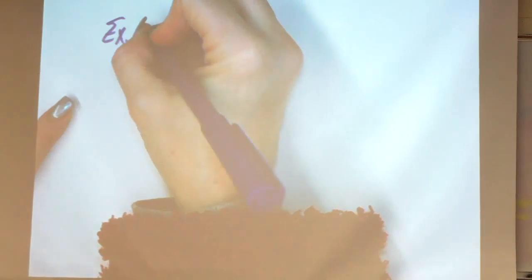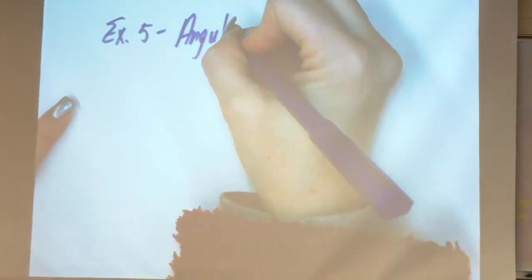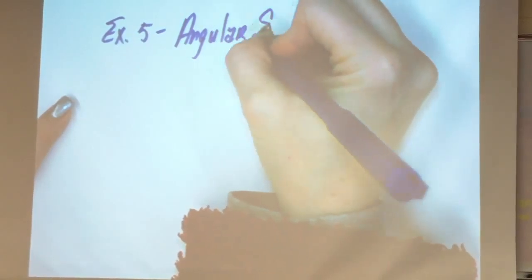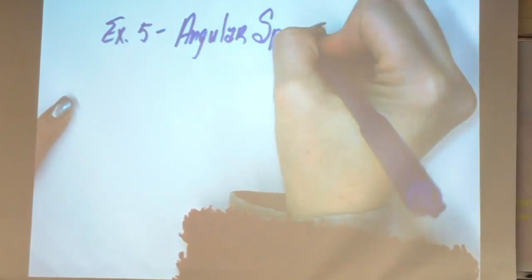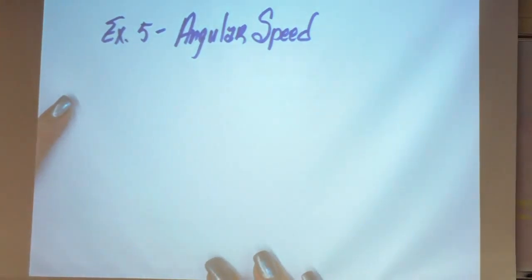Okay, now we're on example 5, and it's using angular speed. So, example 5, angular speed. And they're going to give you problems that deal with tires for the most part. And it tells you how many revolutions they can do per minute.